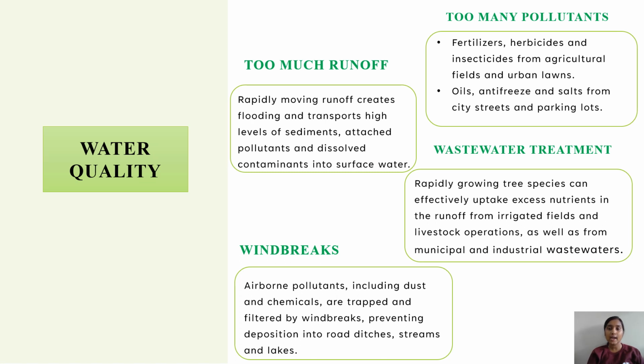Wastewater treatment. Rapidly growing tree species can effectively uptake excess nutrients in the runoff from irrigated fields and livestock operations, as well as from municipal and industrial wastewaters. Windbreaks: airborne pollutants, including dust and chemicals, are trapped and filtered by windbreaks, preventing deposition into road ditches, streams, and lakes.